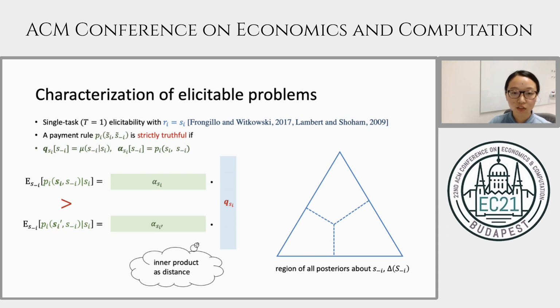truthful vector alpha_{s_i}. Then if we consider the region of all possible posteriors q_{s_i}, then we can divide this region into different cells according to the distance to different alpha. Then strict truthfulness basically means that q_{i,s_i} should fall into the cell that is closest to alpha_{s_i}.